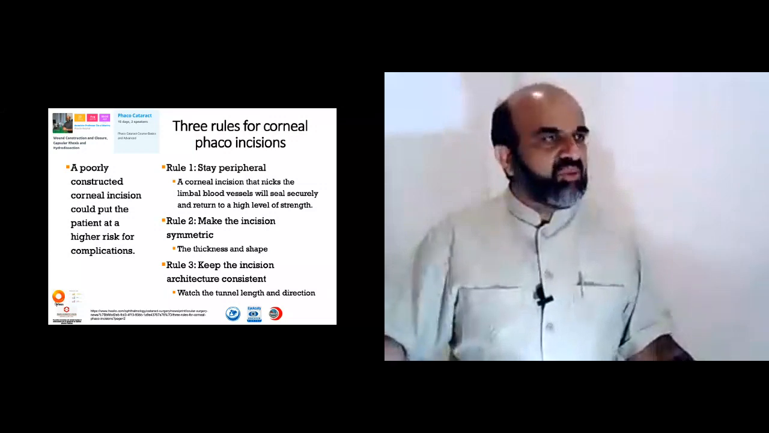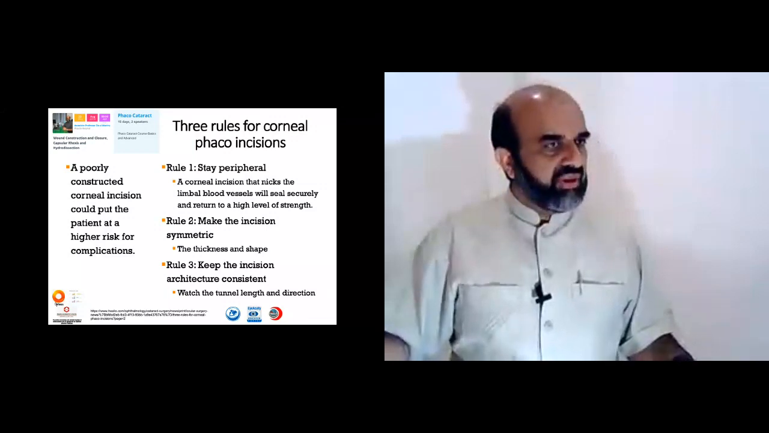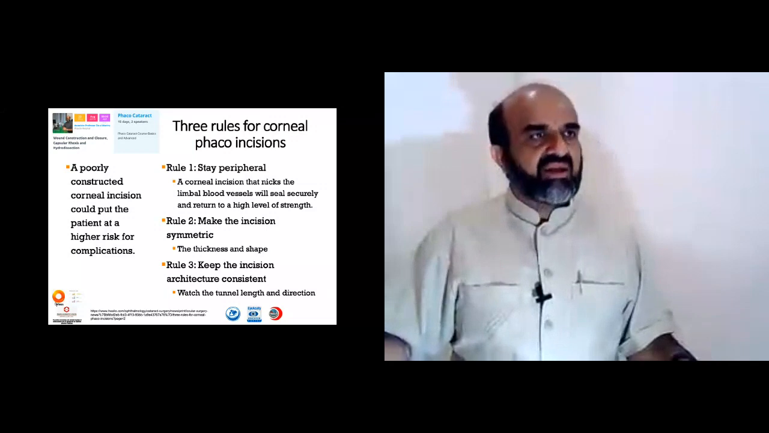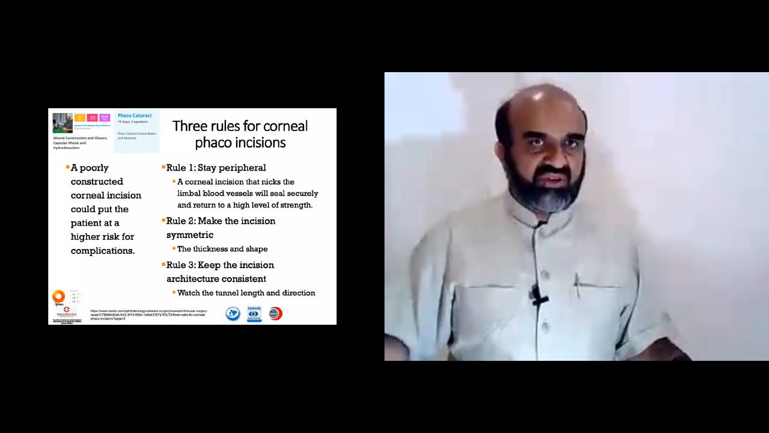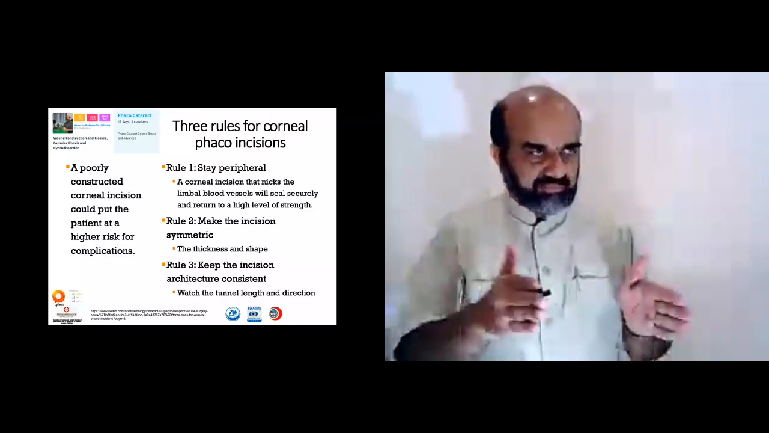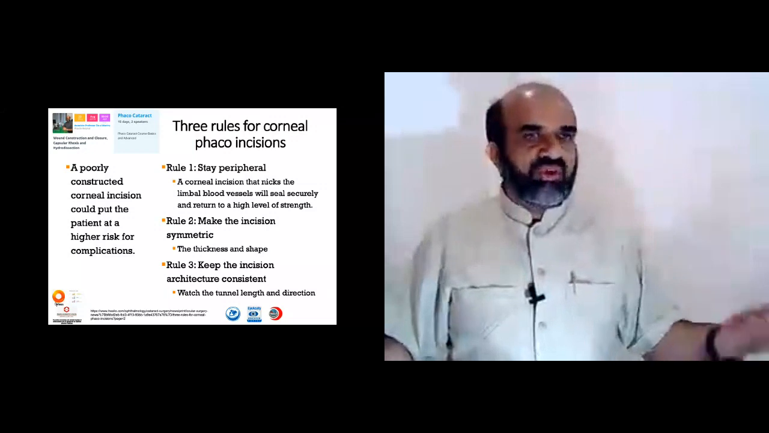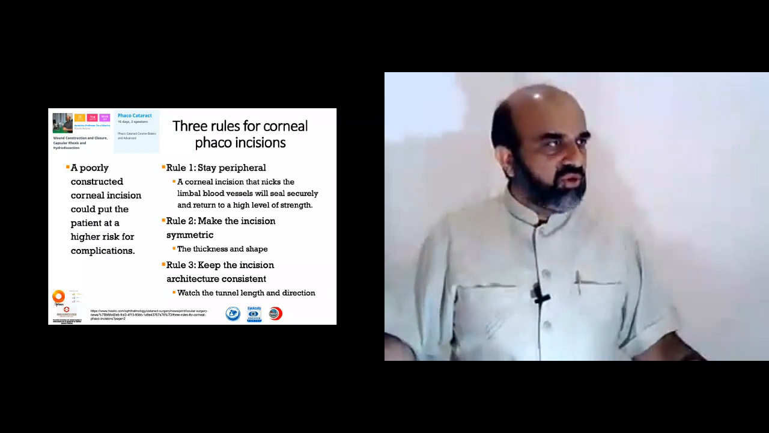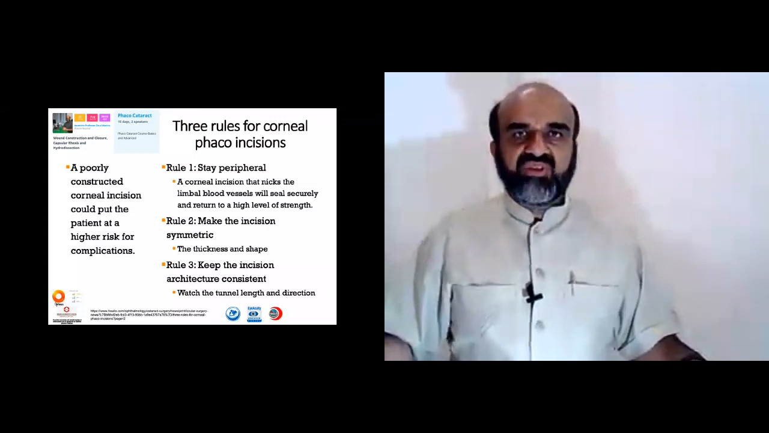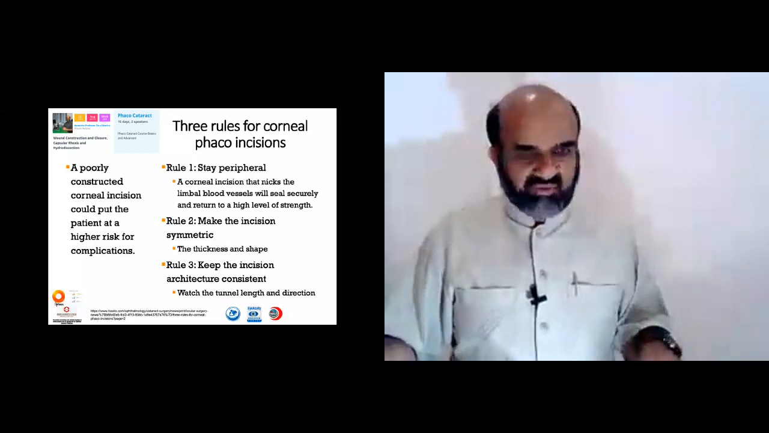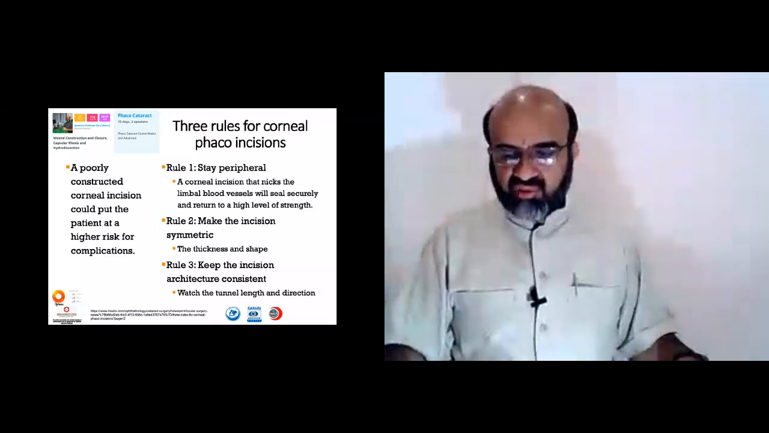And the tunnel depth is very important. Generally speaking, 2 to 3 millimeter depth is required, and the incision needs to be either rectangular or square shaped. The more squarish your incision is, meaning the width and the depth of the incision are equal to each other, the more chances are that it will be secure, easy to seal and better to heal, with less surgeon-induced astigmatism postoperatively. So these are the three rules. We will elaborate on them further in the coming slides.